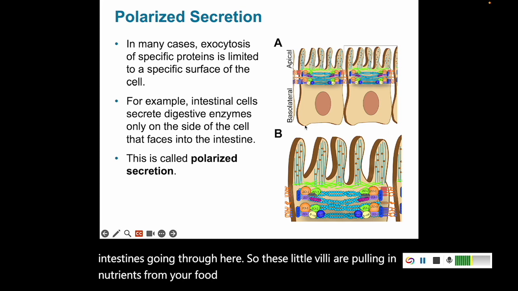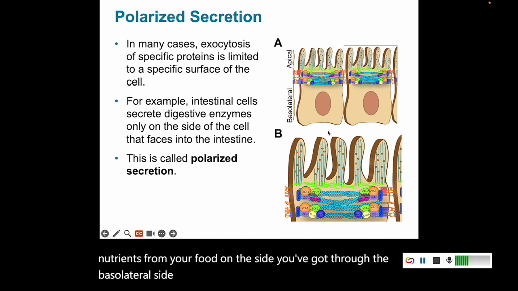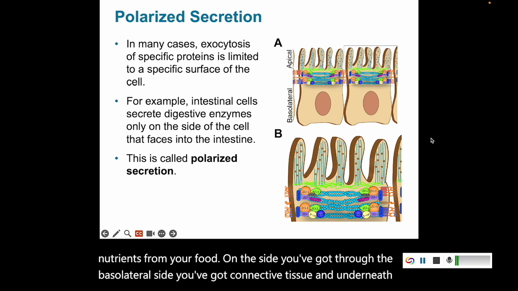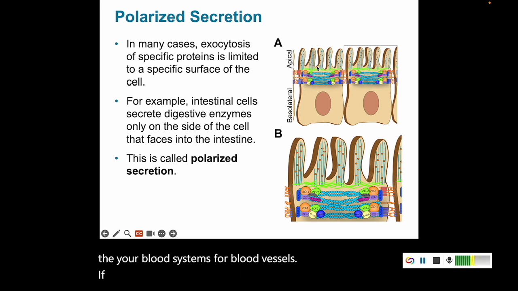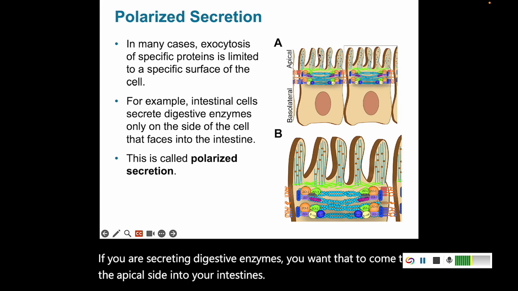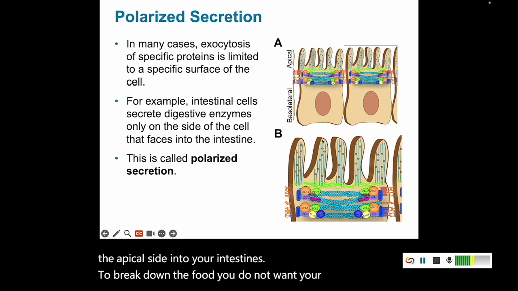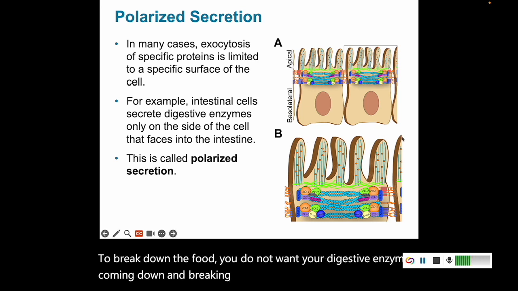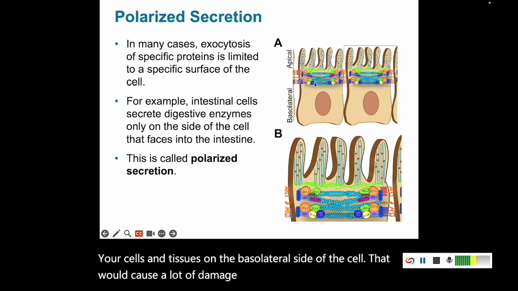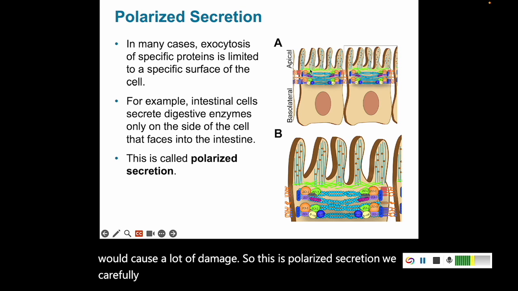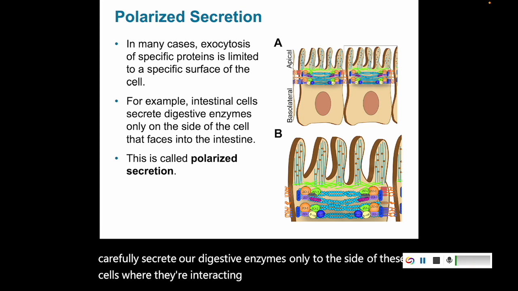On the side, through the basolateral side, you've got connective tissue, and underneath that, your blood systems, blood vessels. If you are secreting digestive enzymes, you want that to come to the apical side into your intestines to break down the food. You do not want your digestive enzymes coming down and breaking down your cells and tissues on the basolateral side of the cell. That would cause a lot of damage. So this is polarized secretion. We carefully secrete our digestive enzymes only to the side of these cells where they're interacting with the intestines.